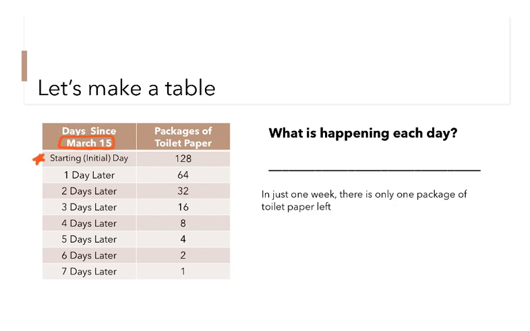So on my starting date, March 15, I'm just picking a random store here, and we're going to say that that store had 128 packages of toilet paper. But people are realizing, oh no, there's this global pandemic, we're freaking out, what's happening? And one day later, there are only 64 packages of toilet paper left in that store. 2 days later, 32 packages. Then the next day, only 16 packages. Then only 8, only 4, only 2. And 1 week later, we only have 1 package of toilet paper left to buy in the store.